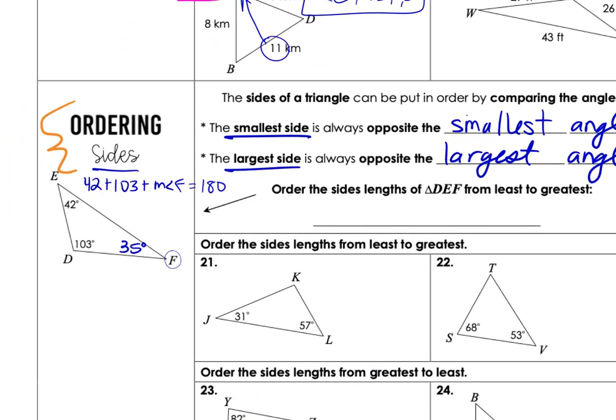Okay, so if this is my setup, what is my smallest angle currently? The 35, okay? What side is associated with the 35? DE, this side right here, right? The one across the way. So DE is going to be your shortest segment. What's your next shortest segment? DF, yeah. The 42 is across from DF. And then your longest segment, across from the 103, is going to be EF. Okay, so find the angle, and then the one across from it is what you're working with.